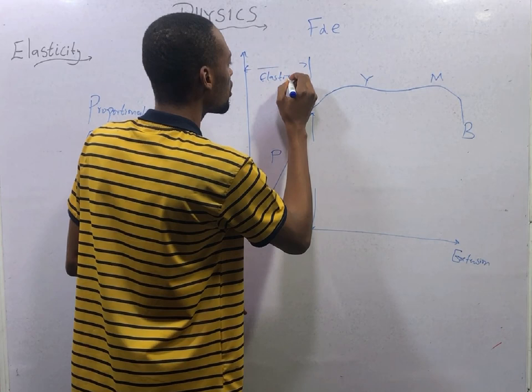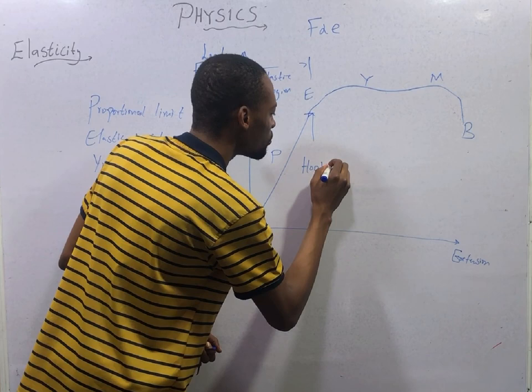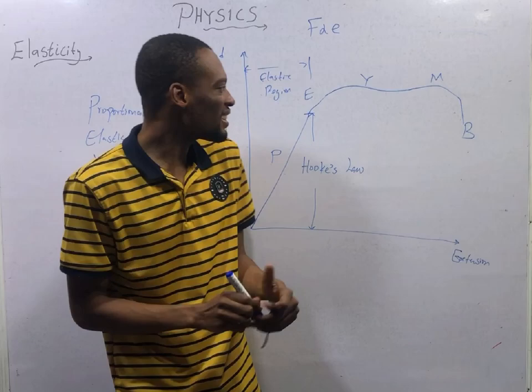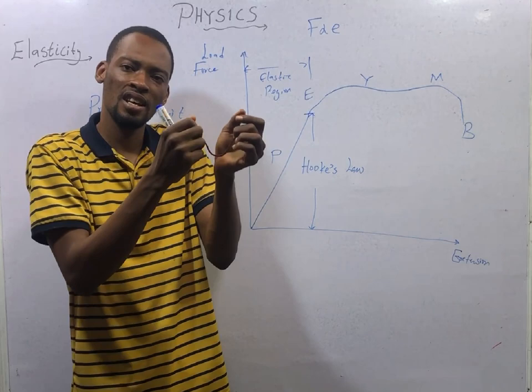And here is where Hooke's law is obeyed. So, once again, Hooke's law states that provided you don't exceed the elastic limit, the force is proportional to extension. As force increases, extension will increase. This is the mathematical expression for Hooke's law.